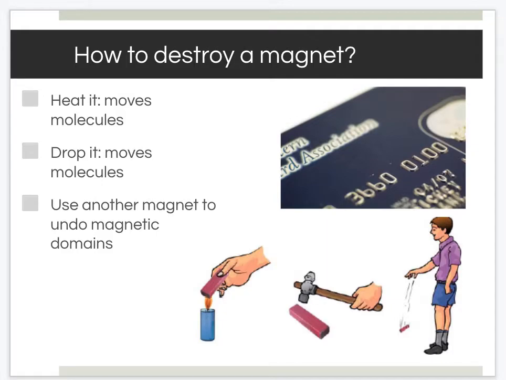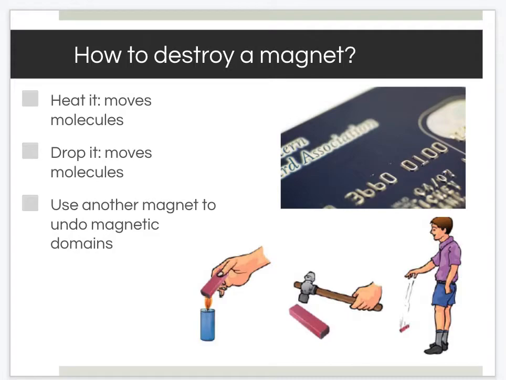This is why you're supposed to keep your cell phones away from hotel room card keys. You know, the cards that you use to get into your hotel rooms. Those have a magnetized strip on them, and a cell phone will ruin it, and you won't be able to get into your hotel room. So you're destroying the magnet, basically.